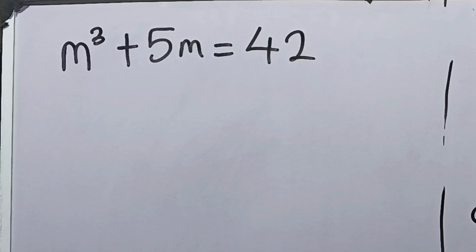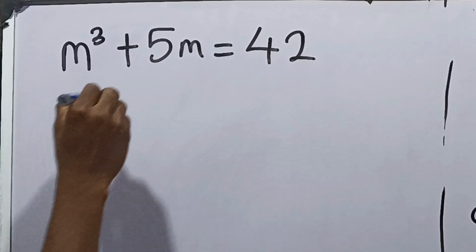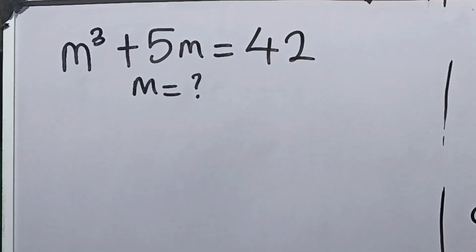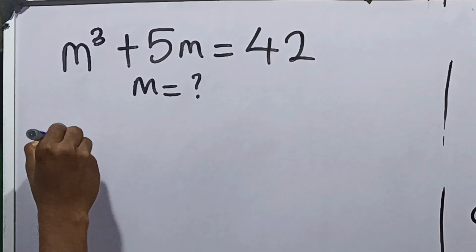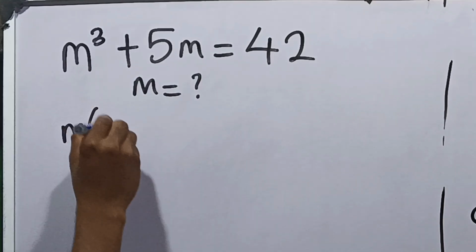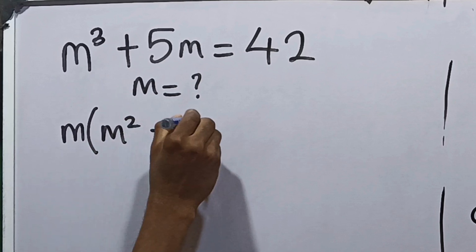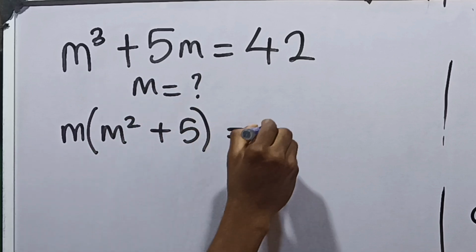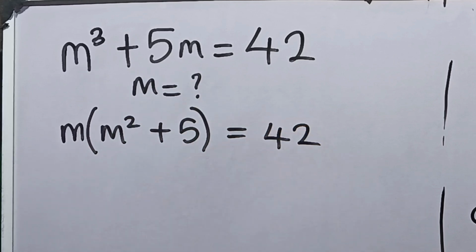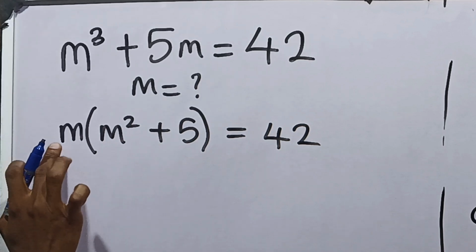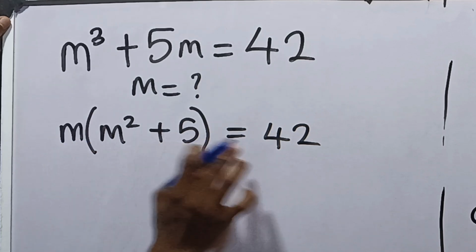Let's solve this together. It says m cubed plus 5m is equal to 42. We're going to solve for m in this question. Okay? And the first thing we're going to do is to say that m into m squared plus 5 is equal to 42. Now, we have to find the value for m. We can substitute here. Now we multiply with this, it gives us 42.